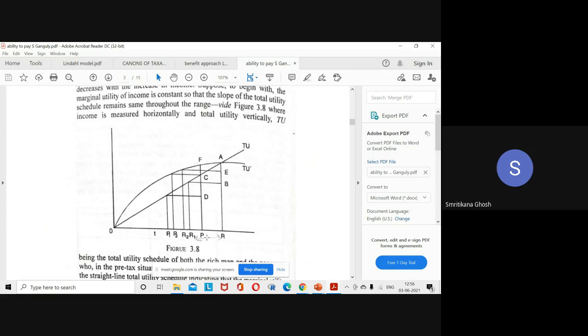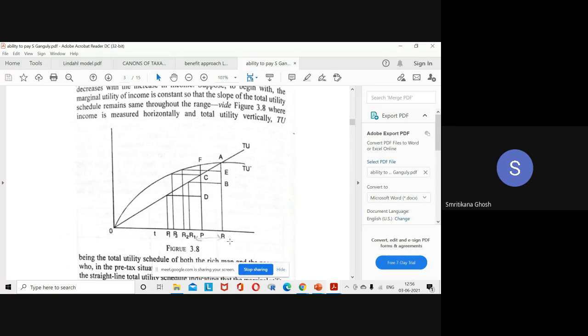Now the tax is collected and say it is the equal absolute sacrifice. R1R is the amount of money paid by the rich as tax. What is the tax by the poor? P1P. R1R is equal to P1P, and R1R plus P1P is the total tax revenue of the government.